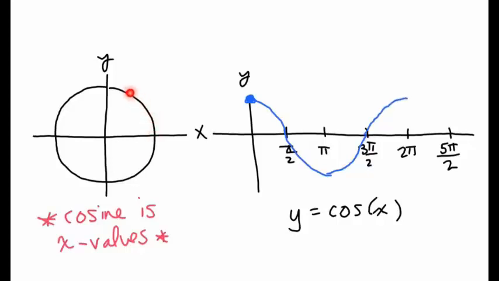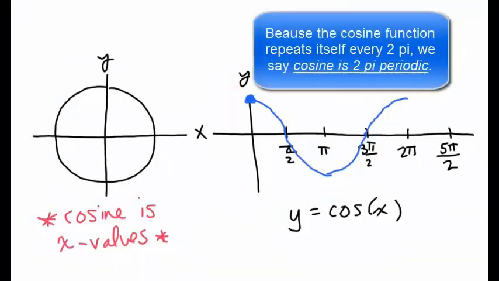Because we could keep going around our circle in a similar fashion, the graph that we've plotted here is going to repeat itself over on the right-hand side and the left-hand side, like so.